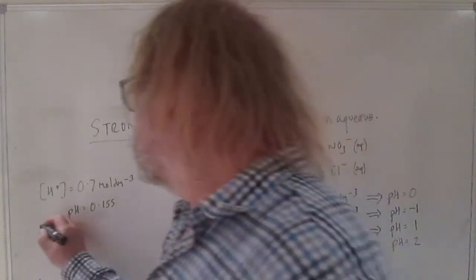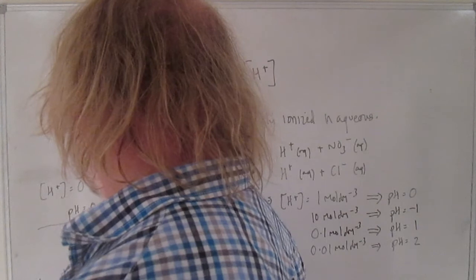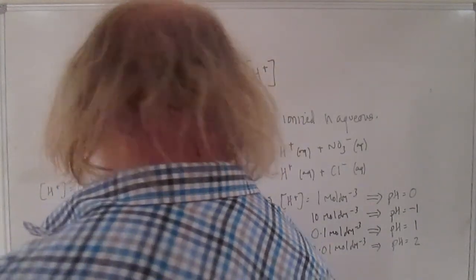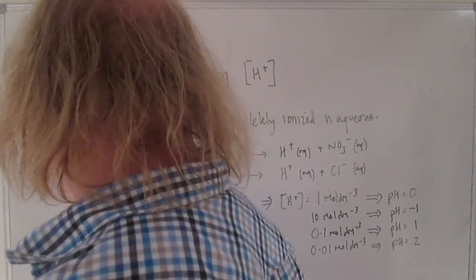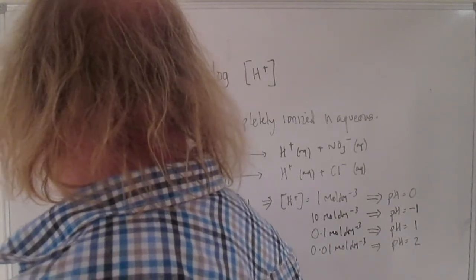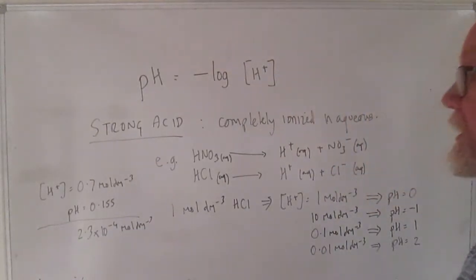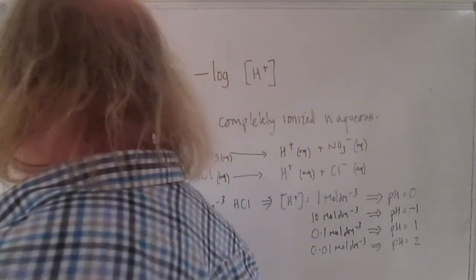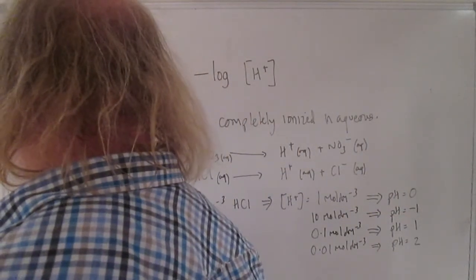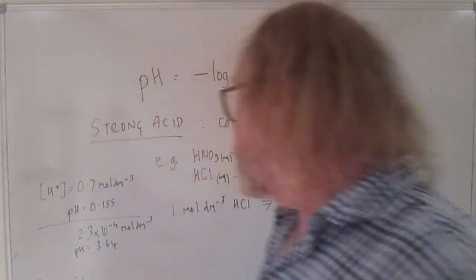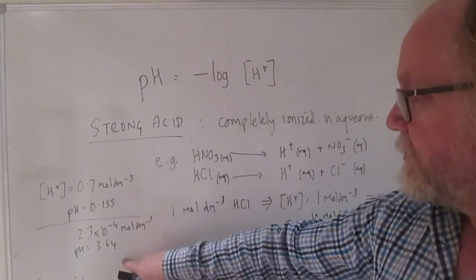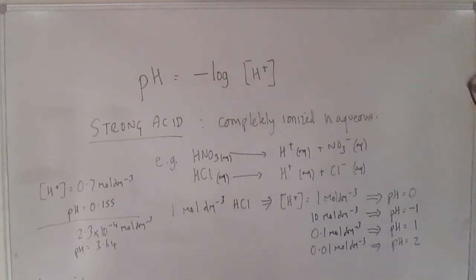If we take another example, so let's say 2.3 times 10 to the minus 4 moles per dm cubed, so a much lower concentration this time. Again, plug that into your calculator, minus log of that number, see what you get, and you should find its pH is 3.64. Okay, so the pH is a lot higher, corresponding to the fact that the concentration of H plus is a lot lower.